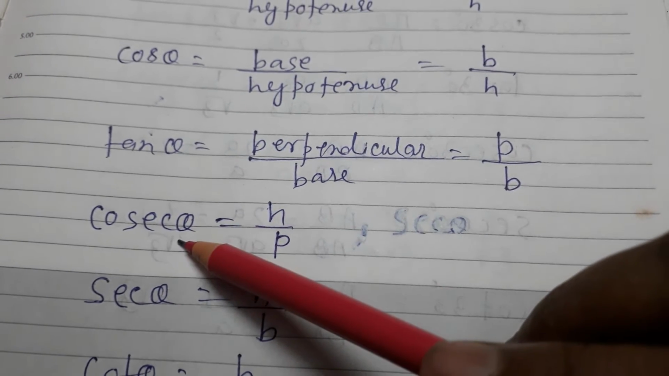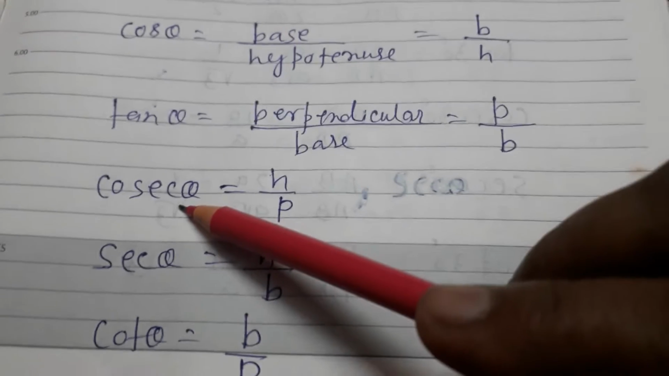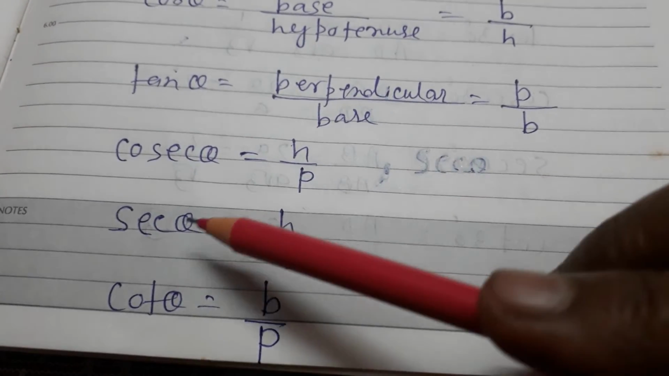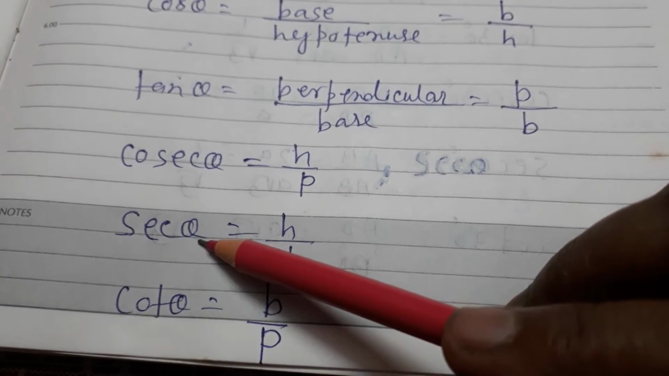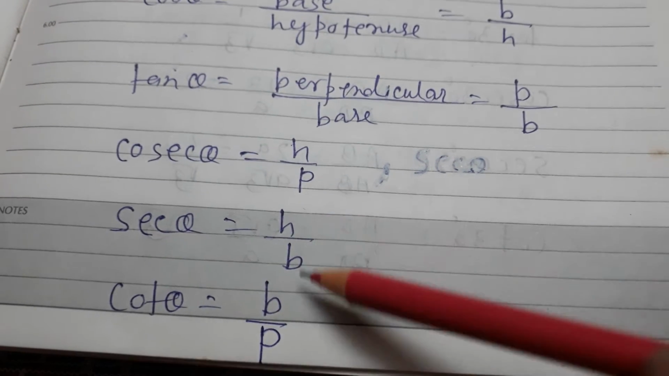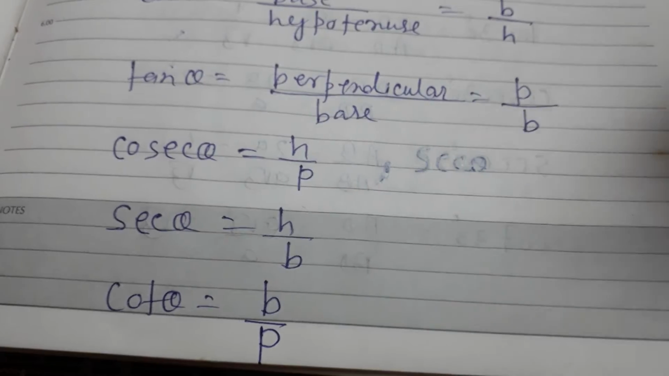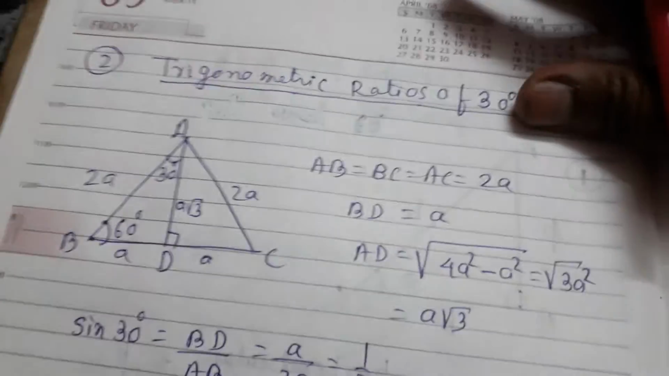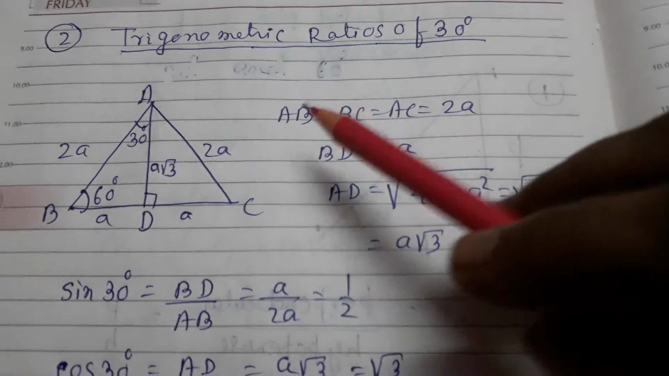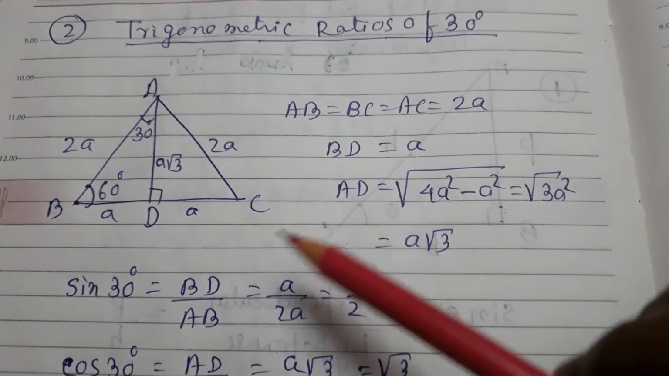And cosec theta is the reciprocal of sin theta, so it is H by P. Sec theta is the reciprocal of cos theta, so it is H by B. And cot theta is the reciprocal of tan theta, that is B by P. Now trigonometric ratios of 30 degree angle.